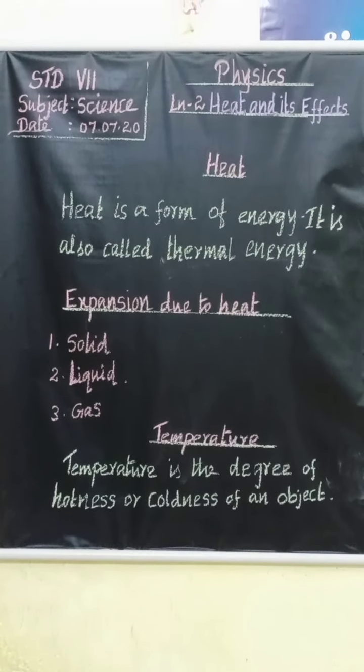We are going to learn about two types of thermometer. First one is clinical thermometer. Second one is laboratory thermometer. All thermometers use materials that have some physical property that changes uniformly with temperature. We are going to learn about the clinical thermometer.